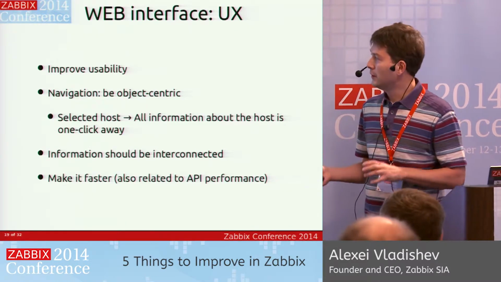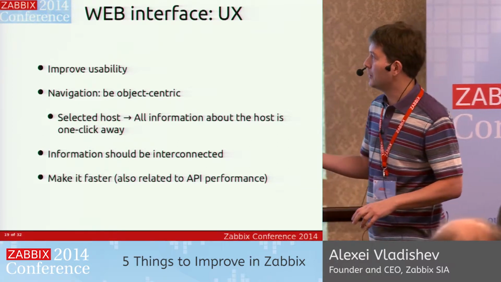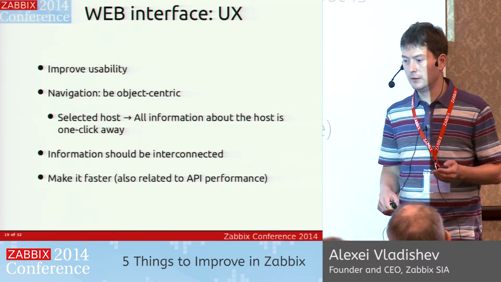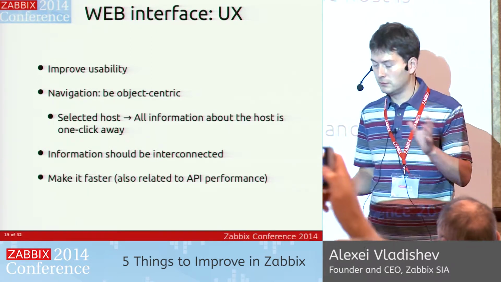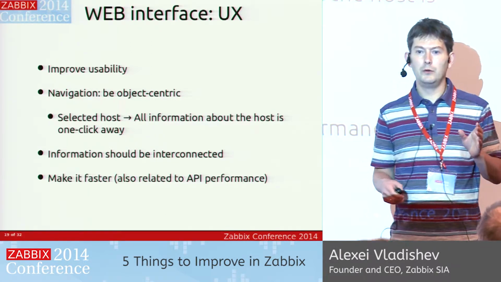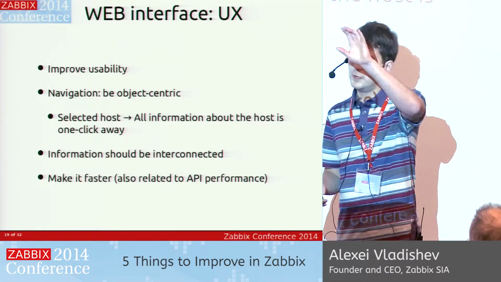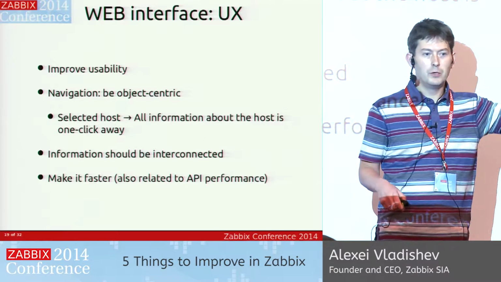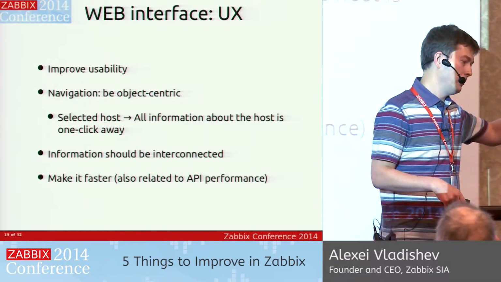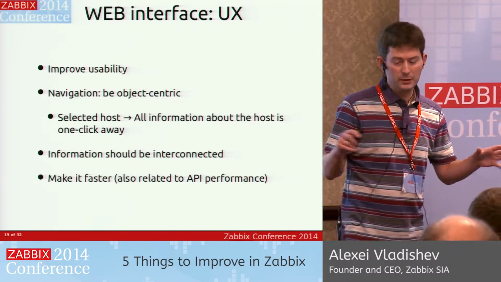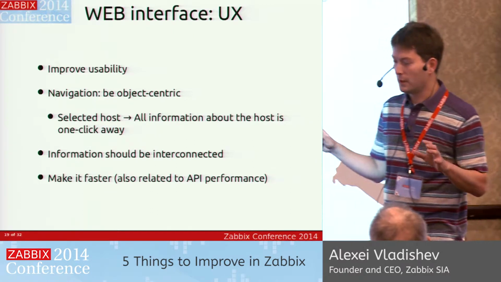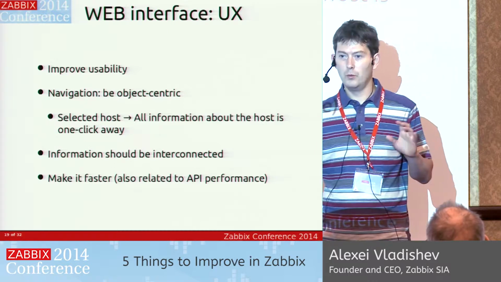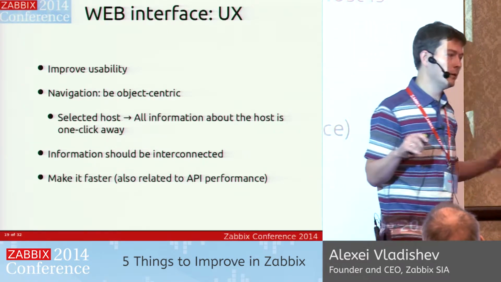Information also needs to be interconnected, and it's related to my second point. Currently, the standard navigation way is to use the menu. So you select one menu item, go to one place of the Zabbix front end, then another menu item, you go to another place of the front end. I'd like to see the information in the Zabbix front end be interconnected in some natural way. Now it's not connected in a natural way.